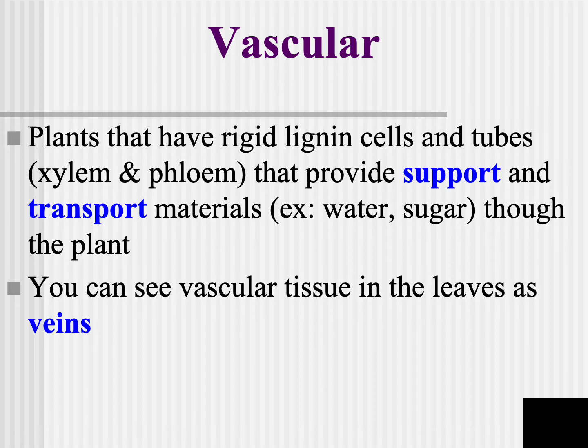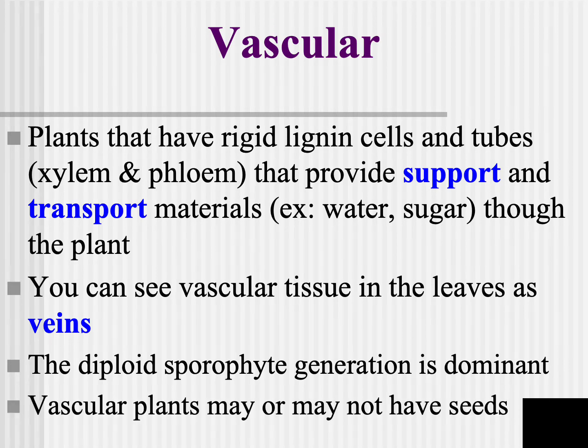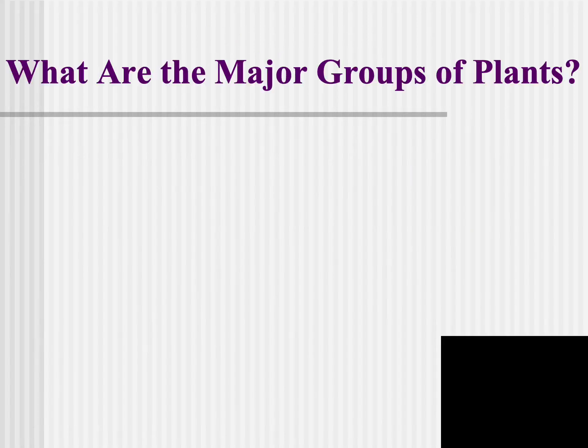You can see vascular tissue in leaves when you look at their veins. So let's take a look at the major groupings of plants.